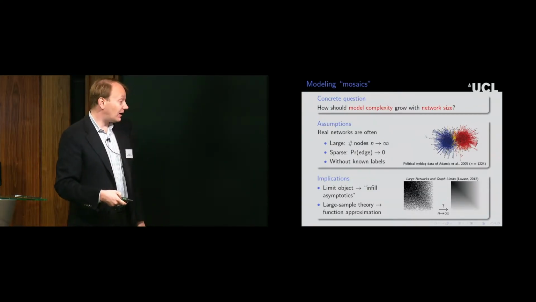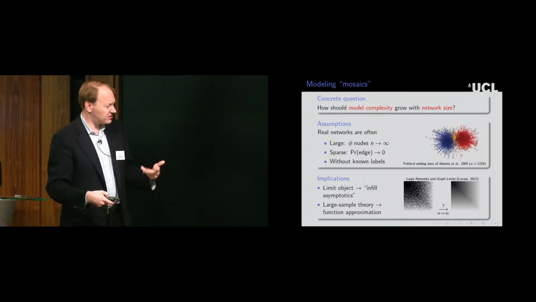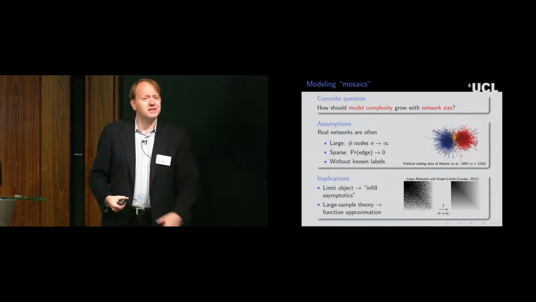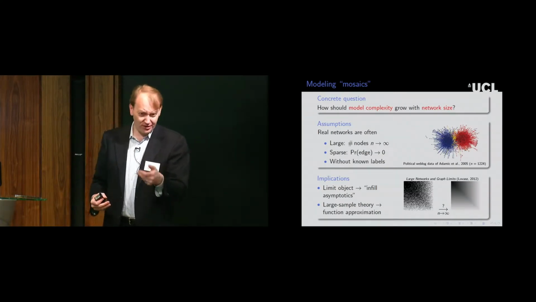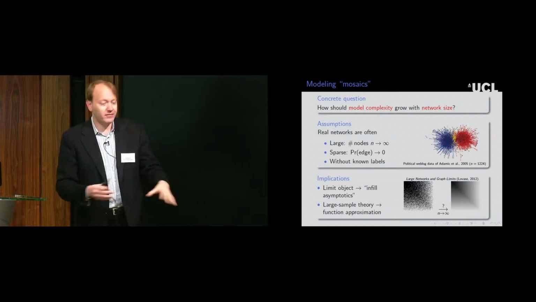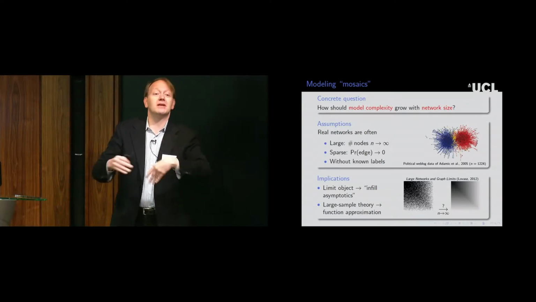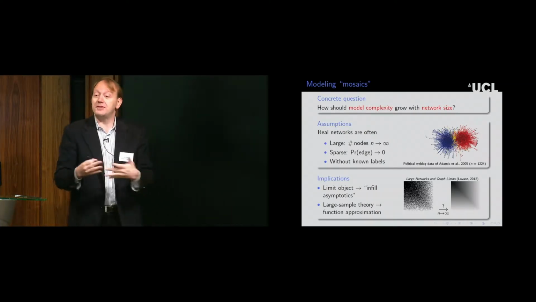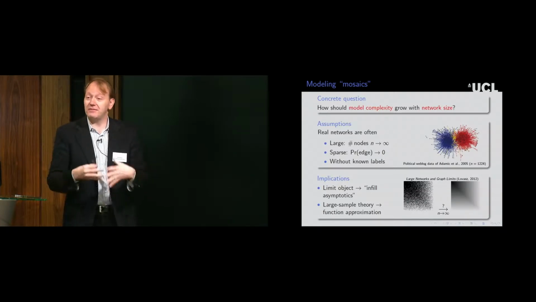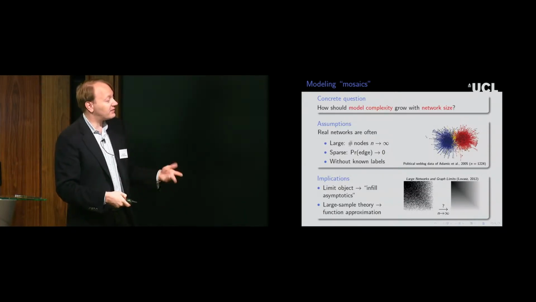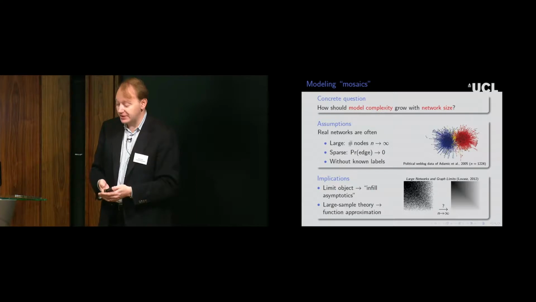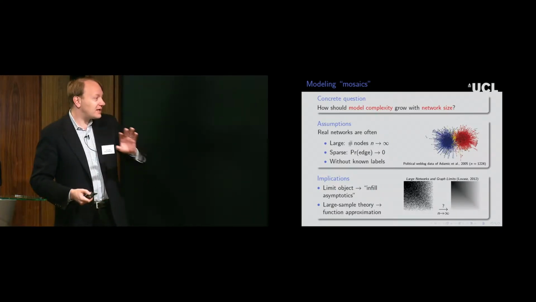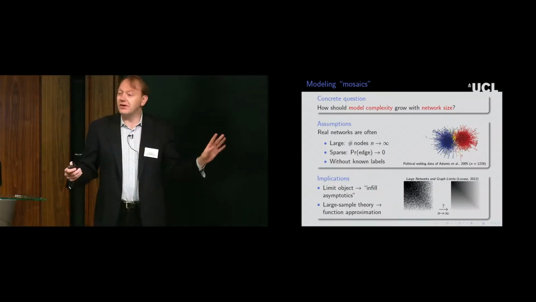And it also leads to questions of function approximation. So this is a little bit like histograms or kernel methods. If you have an underlying limit object that's something like a density, and you want to approximate that density from discrete samples, then you're going to have to do some smoothing, some function approximation. Okay, so that's really the high-level view of what's going on.